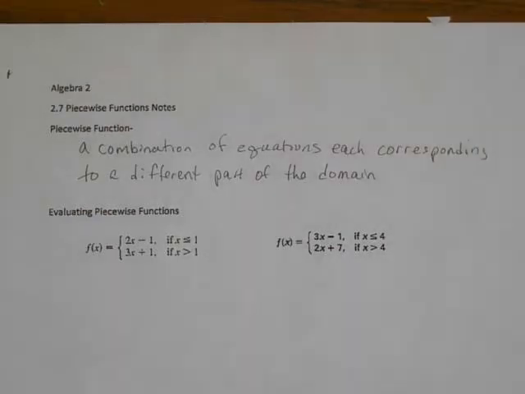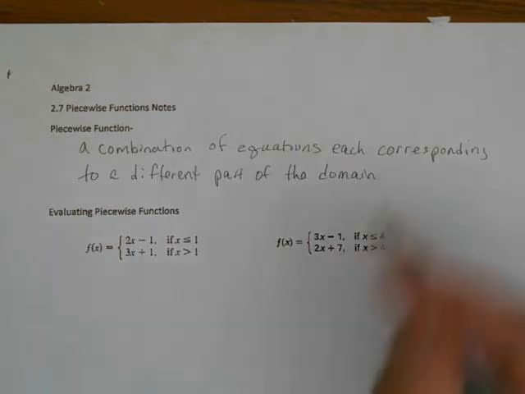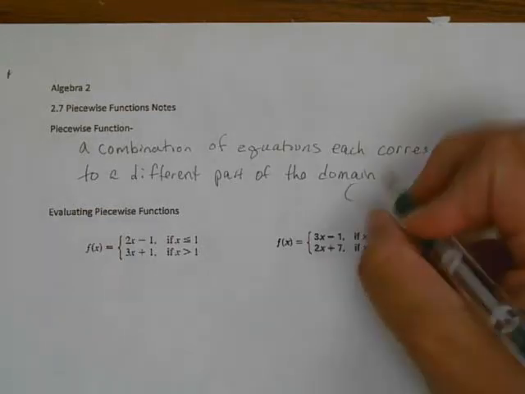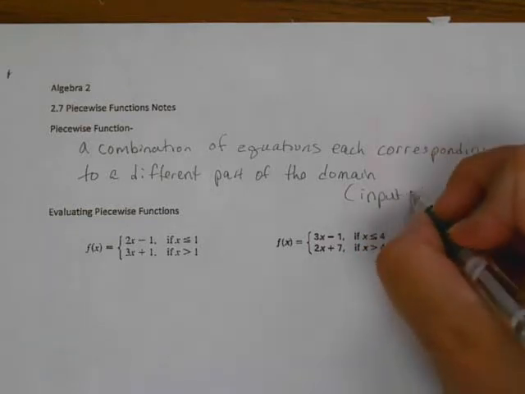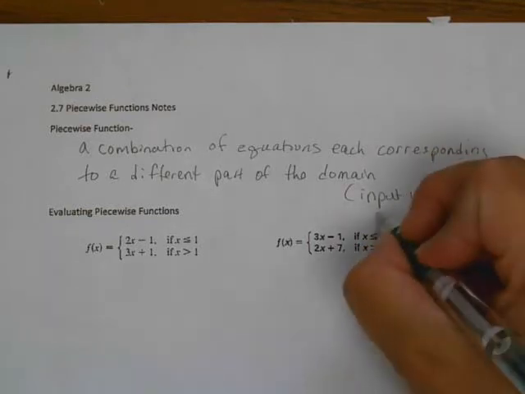Piecewise functions are another type of function that you learned in Algebra 1, but I'm going to go over it because a lot of kids seem to forget it. A piecewise function is a combination of equations, each corresponding to a different part of the domain. And remember, the domain is the input value, and it's also the x value.